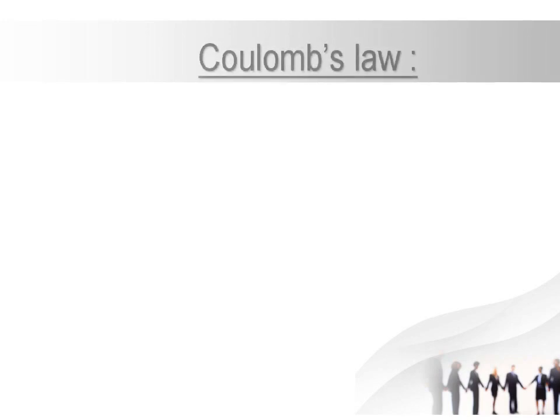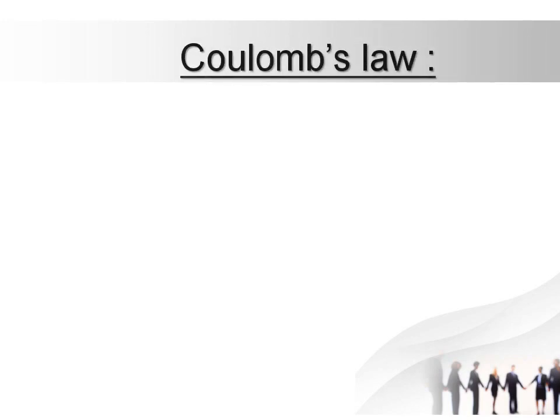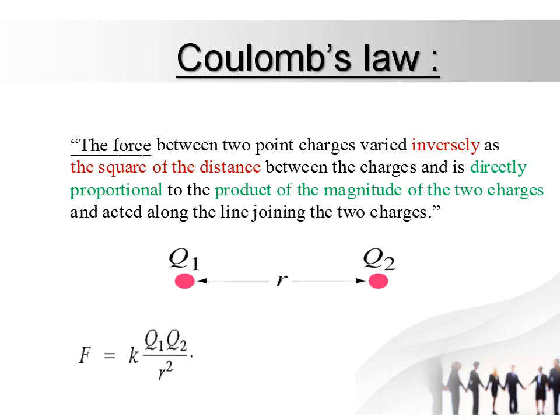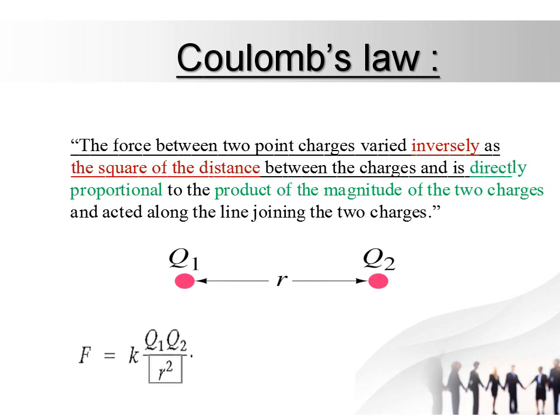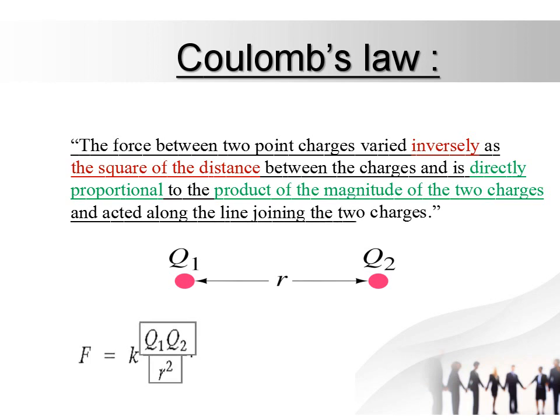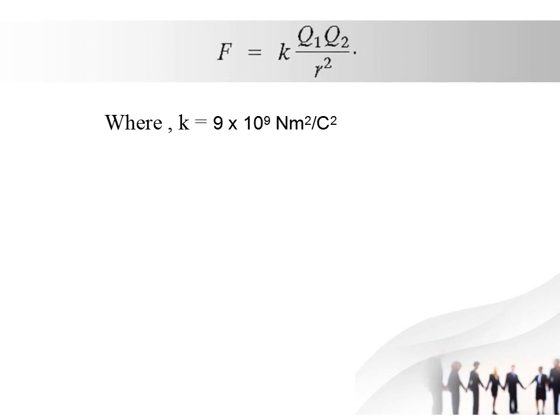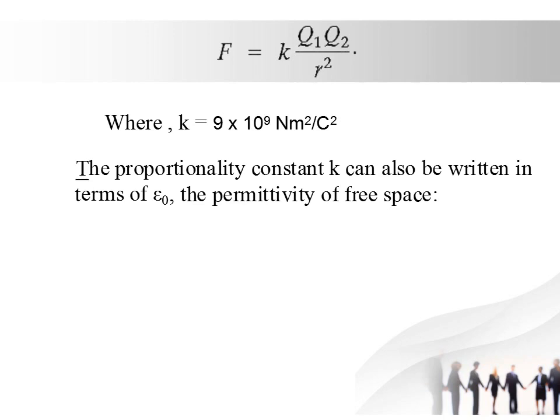Coulomb's law. The force between two point charges varies inversely as the square of the distance between the charges and is directly proportional to the product of the magnitudes of the two charges, and acts along the line joining the two charges. F is equal to K Q1 Q2 by R square, where K is equal to 9 into 10 raised to 9 Newton meter square per Coulomb square.